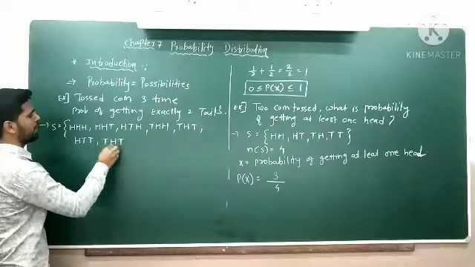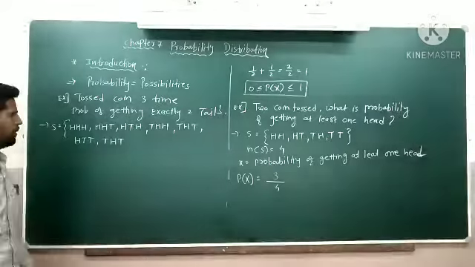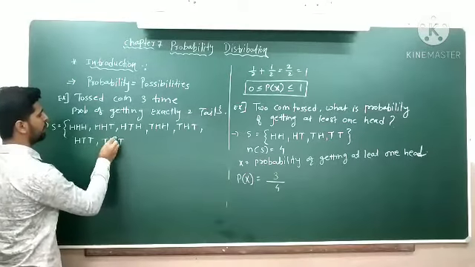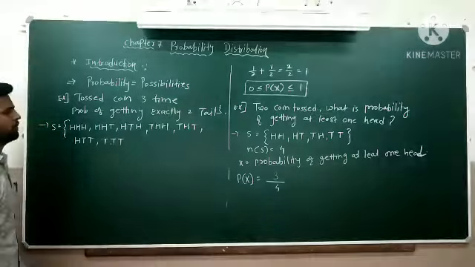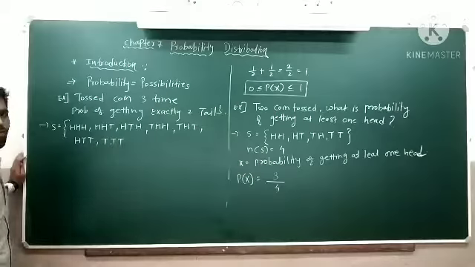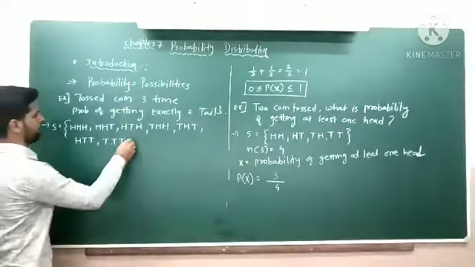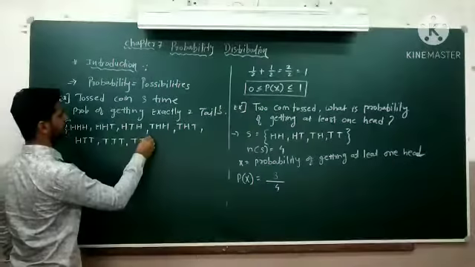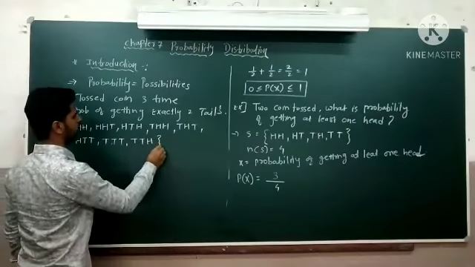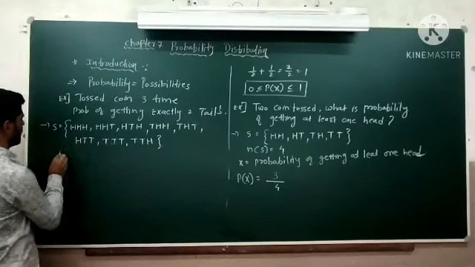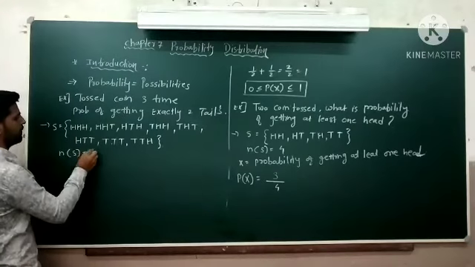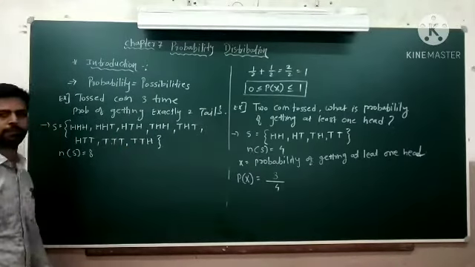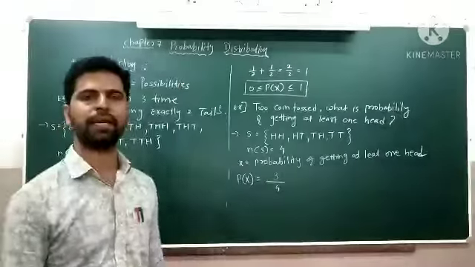Then, is it possible THT? No, THT is already there. TTT is there. Okay, one more we left. TTH, have you taken TTH? Not yet. TTH is also there. These are, you can see, 8 outcomes here. So n of S we got 8. 1, 2, 3, 4, 5, 6, 7, 8. These are total 8 outcomes we have.